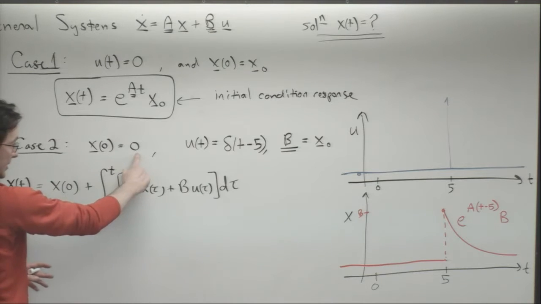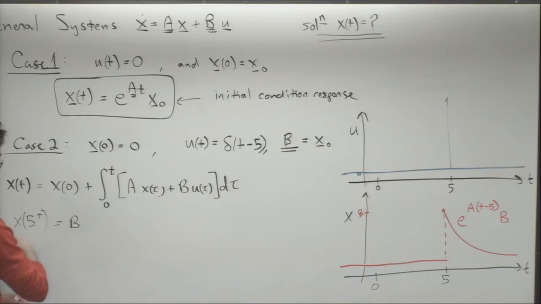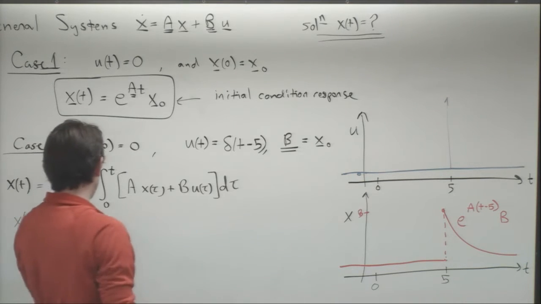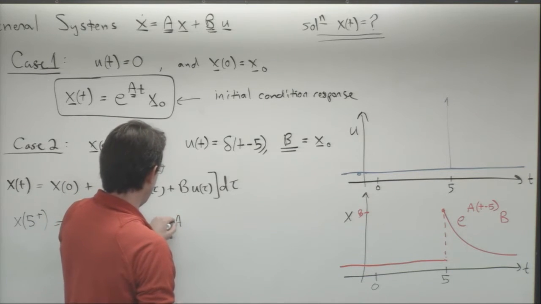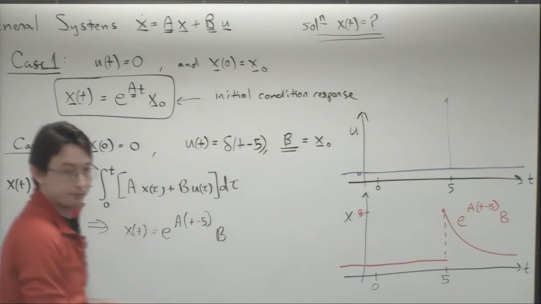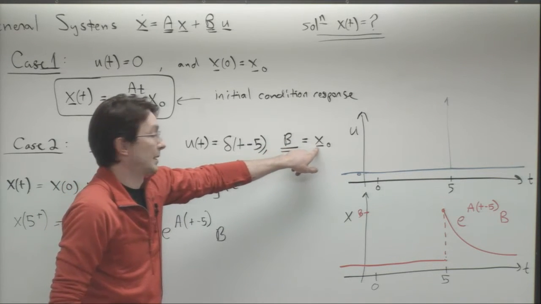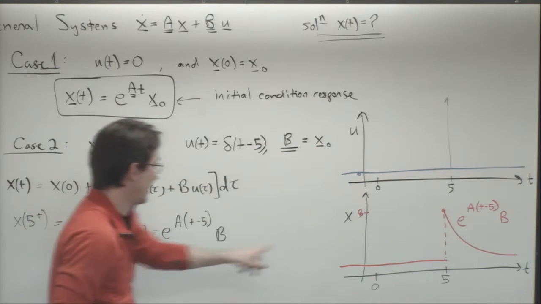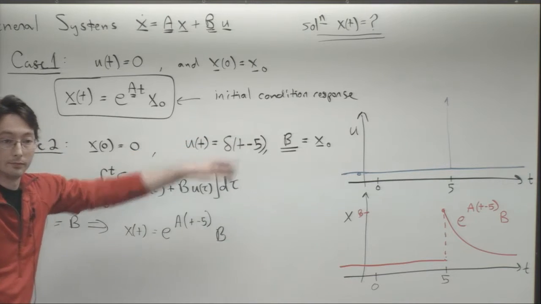So it's kind of like a pseudo initial condition. The real initial condition is 0, but because of this impulse at time 5, our system looks like it has an initial condition of b starting at time 5. And that solution would be x of t equals e to the a, and my new time is t minus 5, times my initial condition b. And if I made b equal to some vector x naught, then every time you see a b, you would just swap out an x naught. b can be anything.